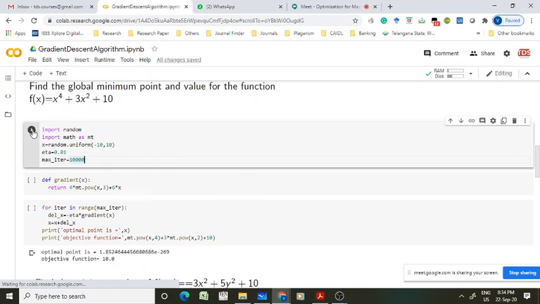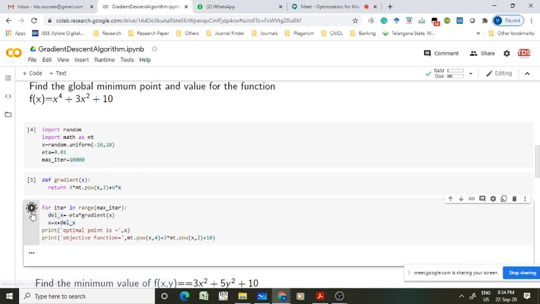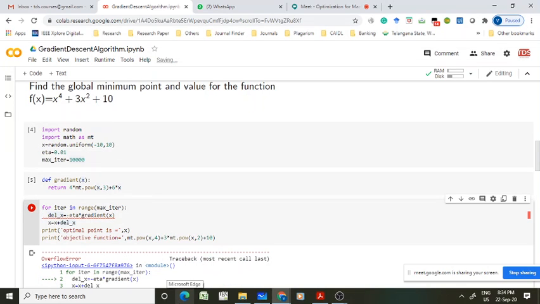So you can run here, and also here. Same piece of code, only the gradient changes because your objective function changes. Now I am running this algorithm for 10,000 times. What happened?